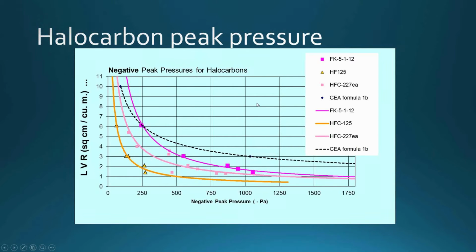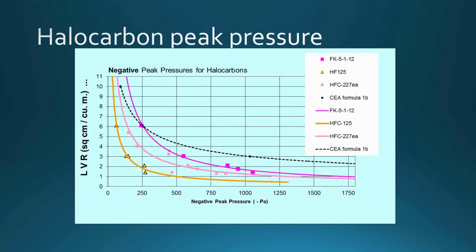Now, as far as halocarbons are concerned, we found a similar problem where, again, the manufacturers were using square root relationships, and this CEA formula here with a black dashed line is a good example of that, where it's like a clock that stopped. It's right at the point where the curves cross. The shape of the curves that we're getting for the halocarbons are very different. They are nowhere near square root relationships.